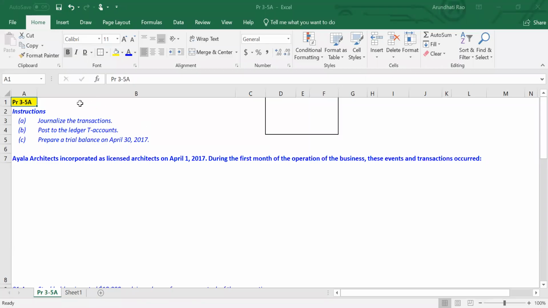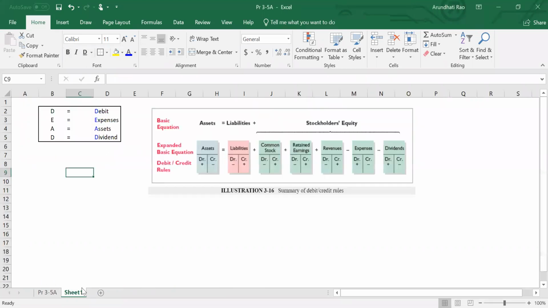Good morning. Let's take a look at a problem in which we are required to journalize transactions, post the journal entries into T accounts, and then prepare a trial balance. So before we look at this particular problem, I'd like to review what we have learned so far.